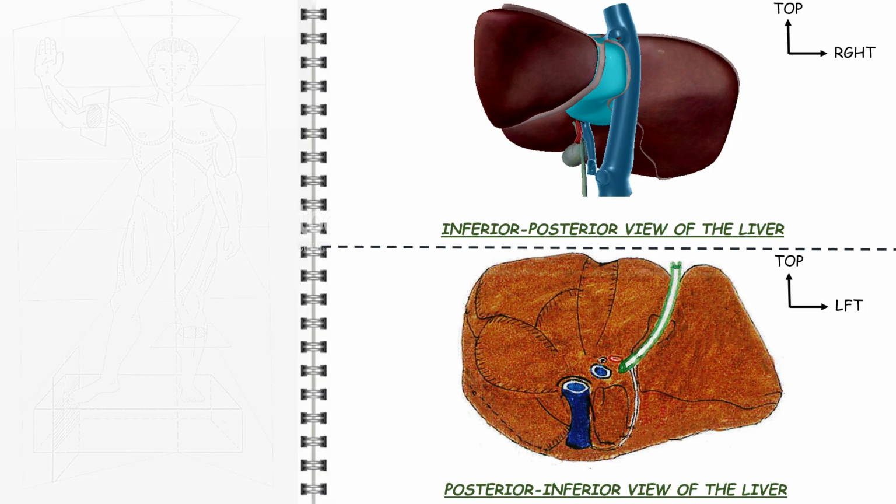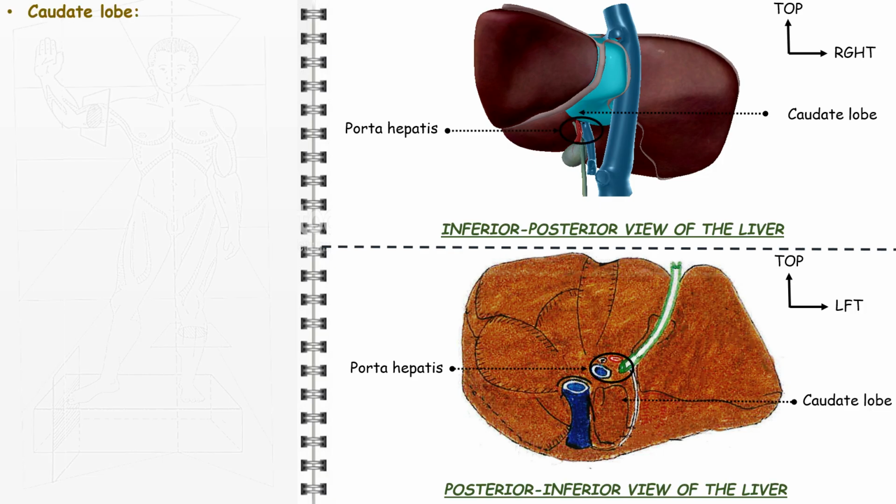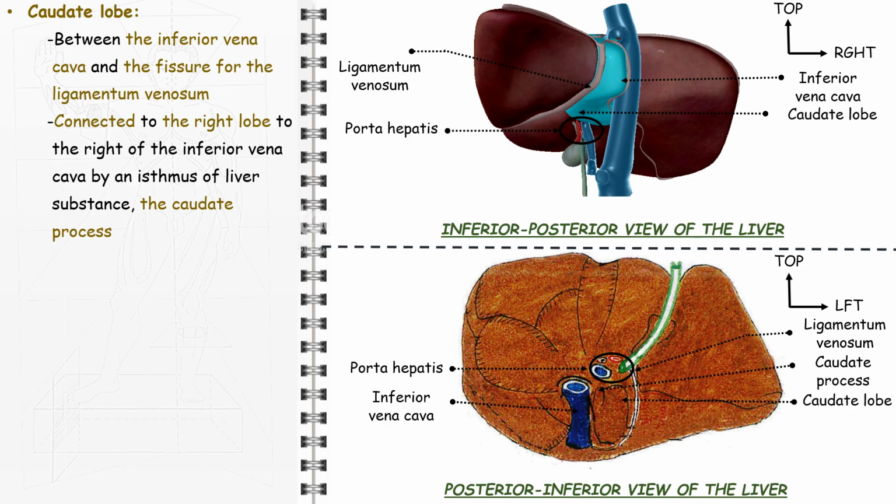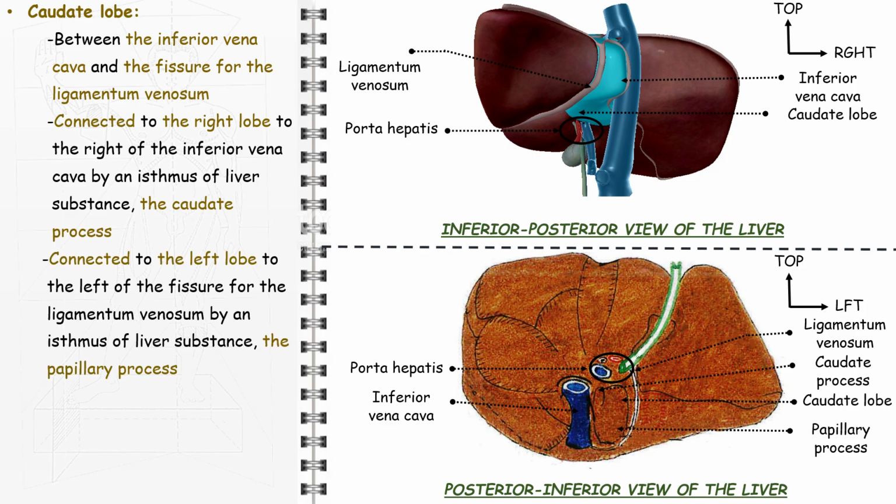The caudate lobe lies between the inferior vena cava and the fissure for the ligamentum venosum. It is connected to the right lobe, to the right of the inferior vena cava, by an isthmus of liver substance, the caudate process, as well as to the left lobe, to the left of the fissure for the ligamentum venosum, by an isthmus of liver substance, the papillary process. The caudate process is the roof of the epiploic foramen.